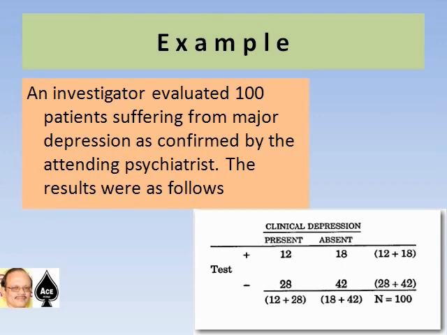For example, an investigator evaluated 100 patients suffering from major depression as confirmed by the attending psychiatrist. The results were as follows. Clinically, the depression was present in 12 people and absent in 18 people.